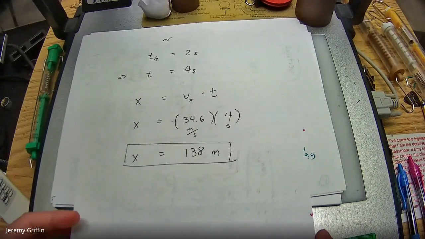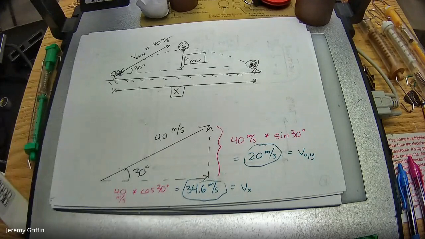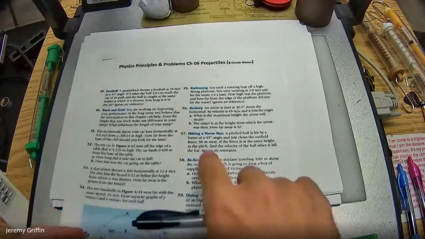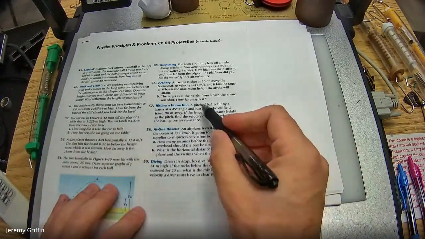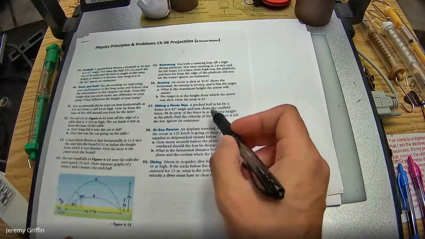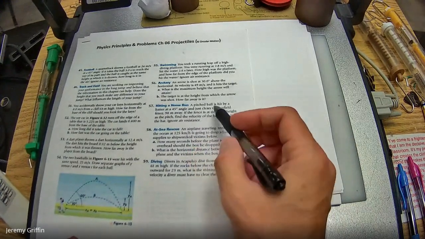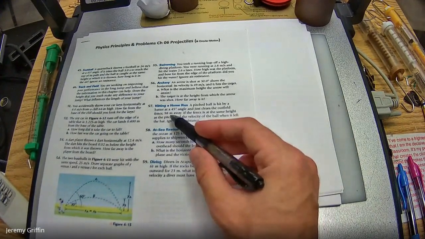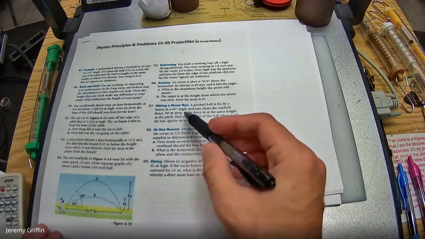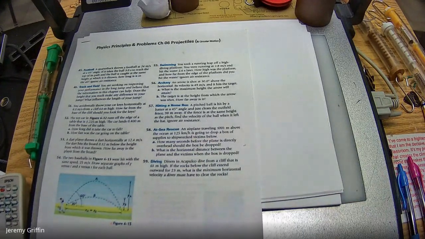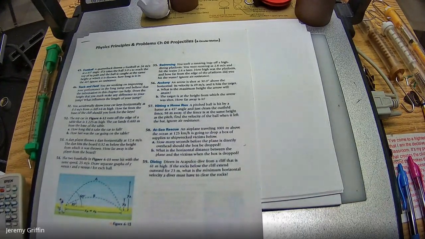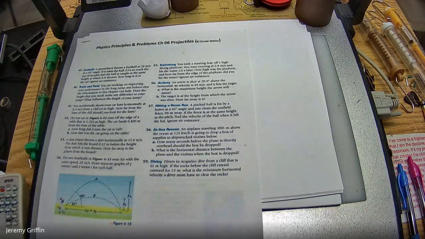Guys good? All right, let's do one more of these review problems. How about hitting a home run? That sounds exciting. Let's see what this is all about. Problem 57: a pitched ball is hit by a batter at a 45-degree angle and just clears the outfield fence 98 meters away. If the fence is at the same height as the pitch, find the velocity of the ball when it left the bat. Ignore air resistance.